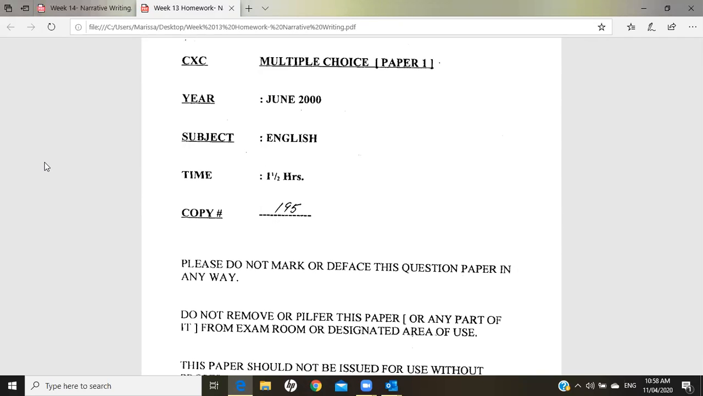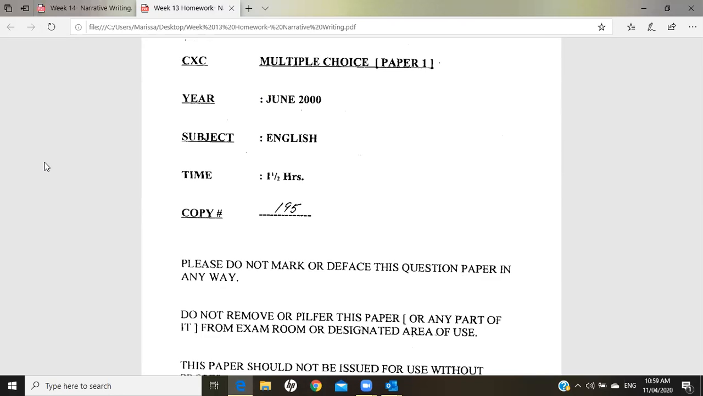So I gave you all for homework the June 2000 paper. And from completing this paper for homework, you all would have noticed that perhaps some of the sections in this paper, maybe it was a comprehension, a particular section in the paper you all have seen before. Anybody recognize anything from this paper that you all did before? The comprehension. Which comprehension, Jada? This one. Yes, the first comprehension, you all saw that already.